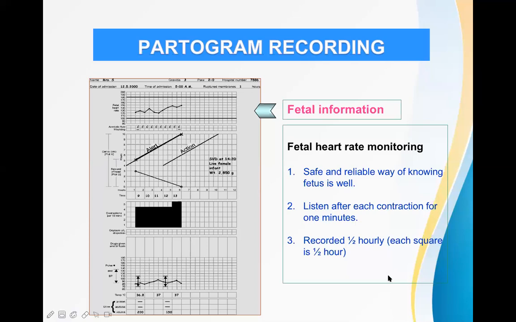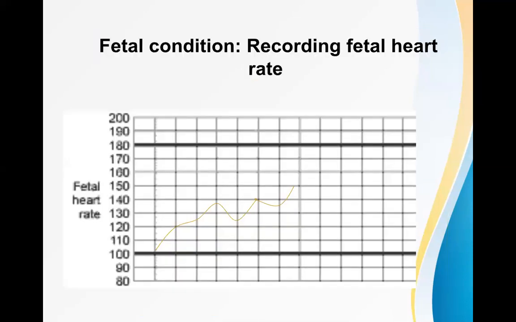And then record it half hourly. Each square is half an hour. See that there is each square there. These are the individual squares, so each square is a half-hour duration. Every half hour you need to record it and plot it here. This is how the plotting looks.